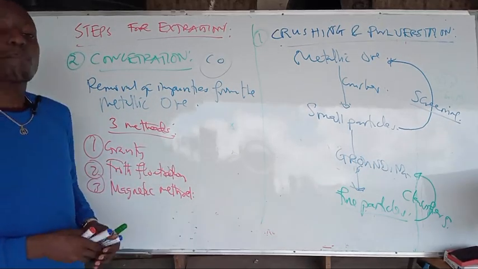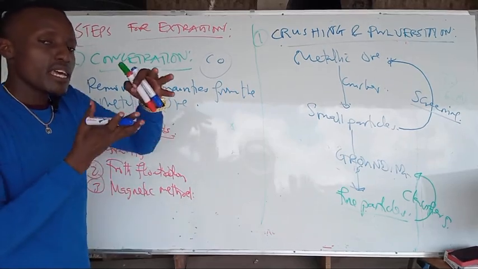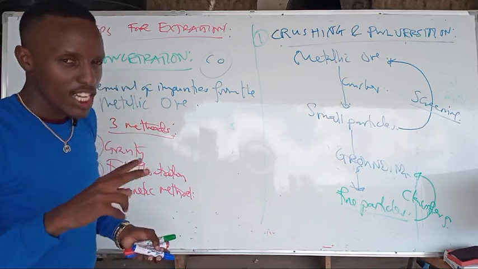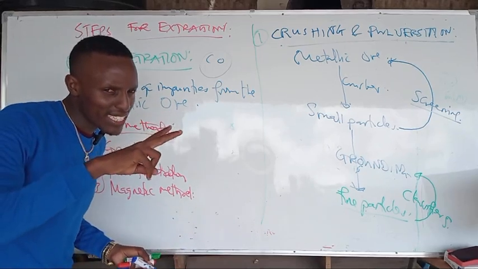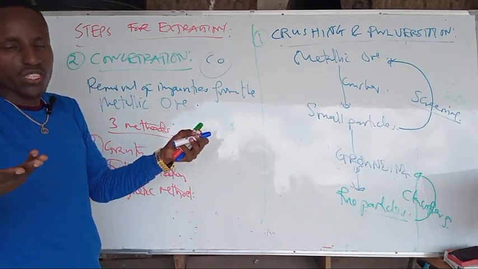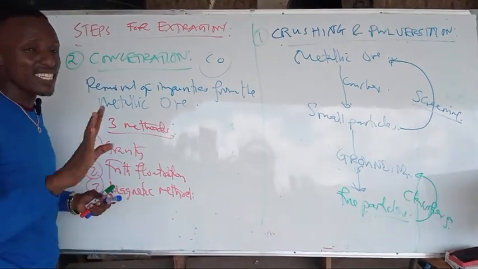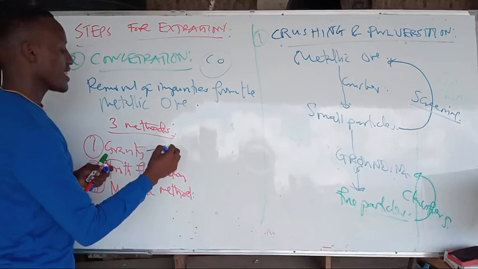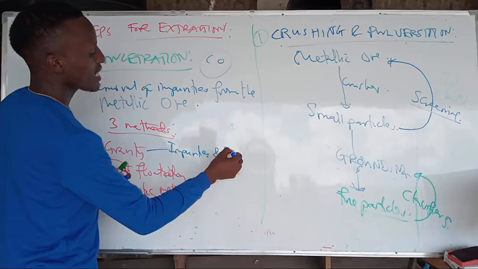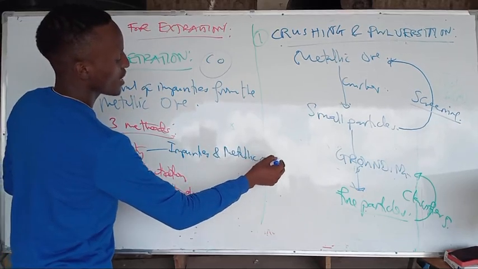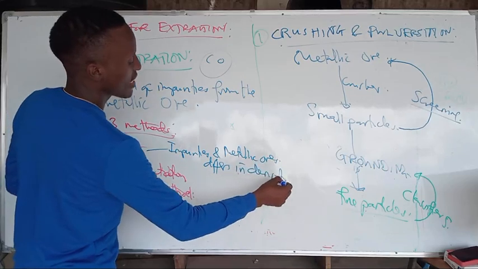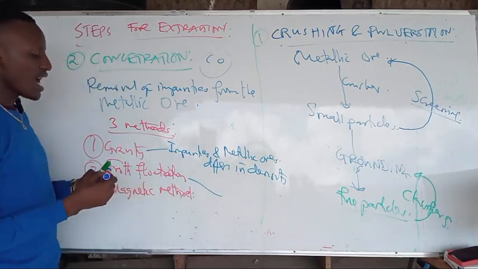Gravity method, this depends on whether the impurity and the metallic ore differ in density. So if the metal is denser or the impurity is denser, the one which is less dense will just float on the surface. So speaking about this, the gravity method is when the impurities and metallic ores differ in density. But speaking about the froth flotation, how is it done?